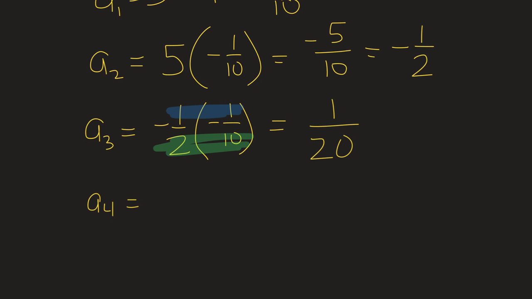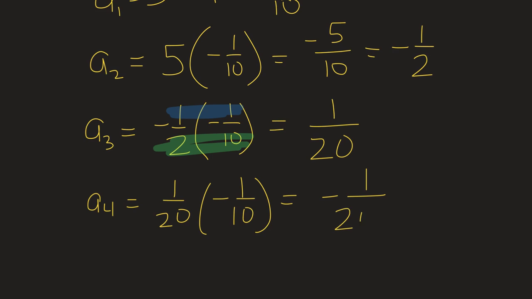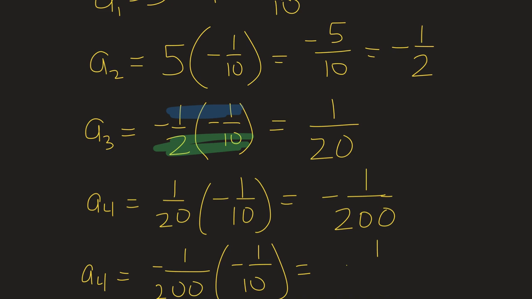And then our next number will be a negative, because we're multiplying a positive times a negative. 20 times 10 is 200. So we have -1/2, then 1/20th, and then negative 1/200th. And according to this pattern, our next number will be, we're basically adding a 0 to our denominator. Positive 1 over 2,000.